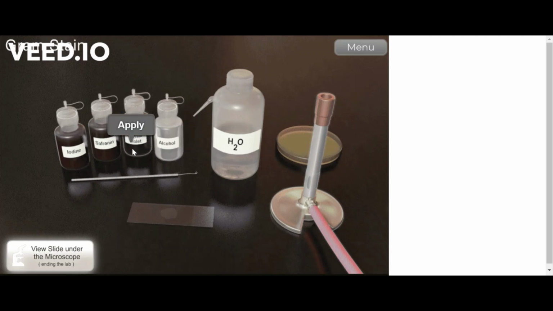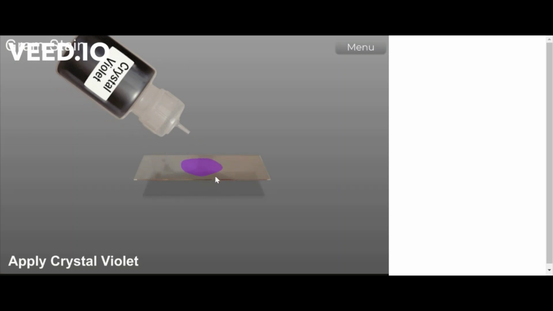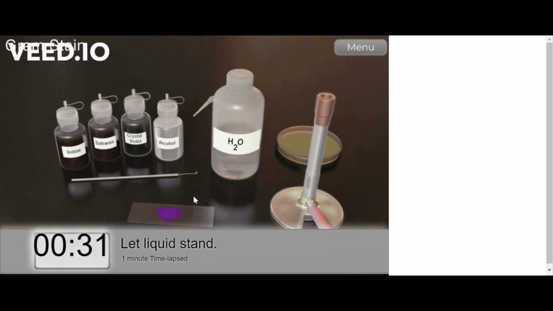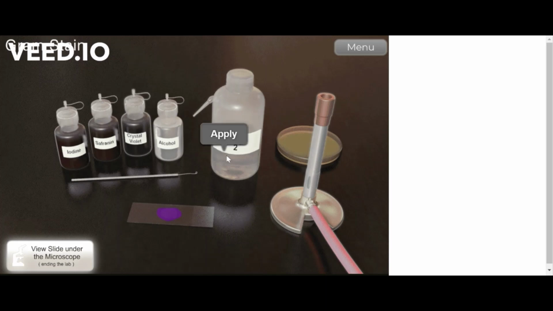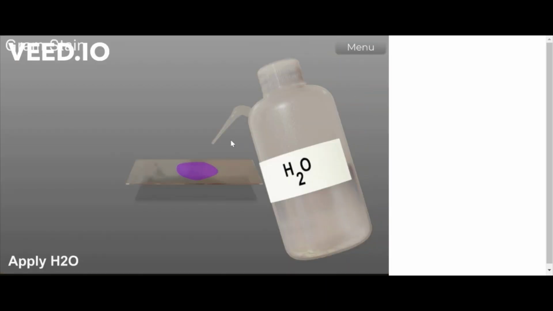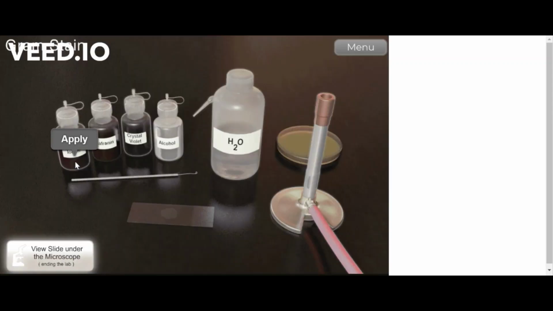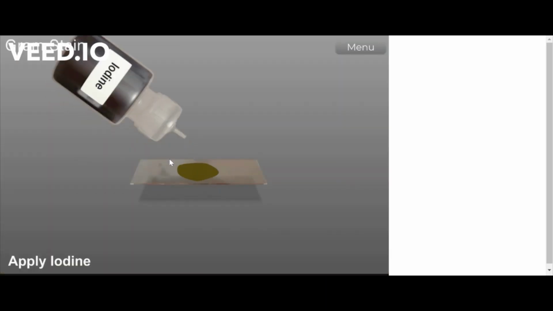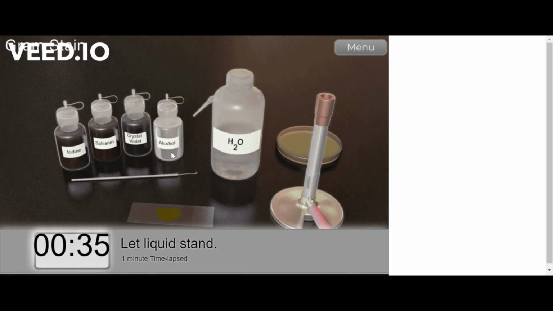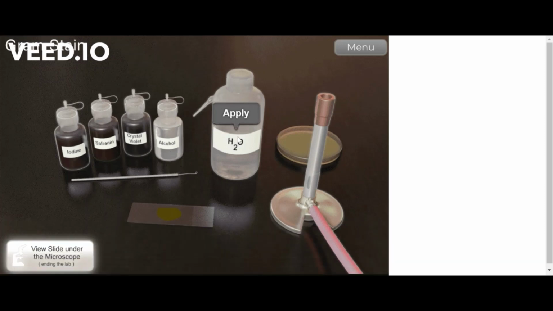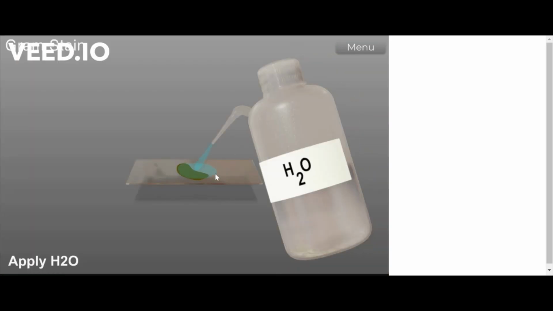So next I will flood the slide with crystal violet and let the liquid stand for 1 minute. And I will now rinse the slide with H2O, which is water. And next I will use the iodine, and I will let the liquid stand again for 1 minute. Then I will use the H2O to rinse it.